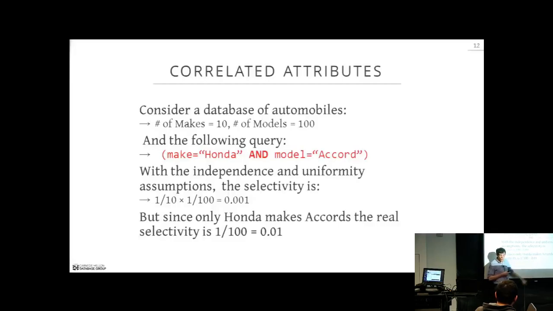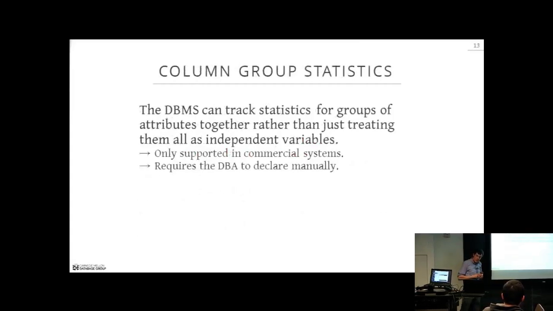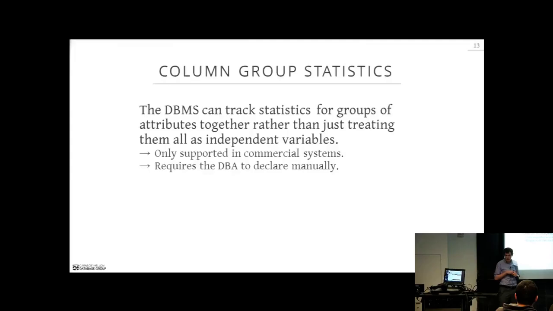And this is pretty far off from this. So if you had like 10 million tuples, this thing would select like 1,000, where this one would select 100,000, right? So there's an order of magnitude difference in what the true selectivity is, and this is why this is really hard to do and get accurate estimates in your cost model.